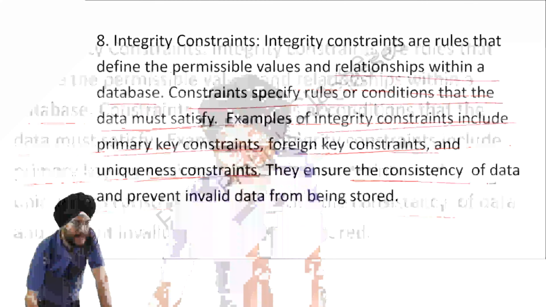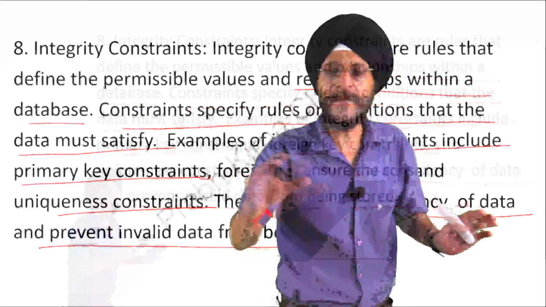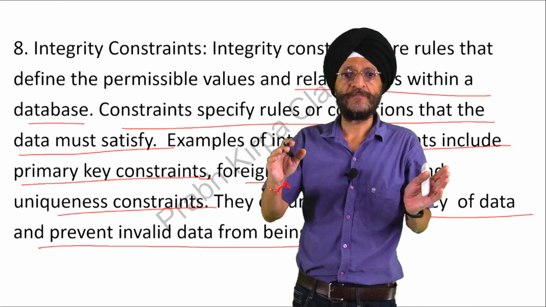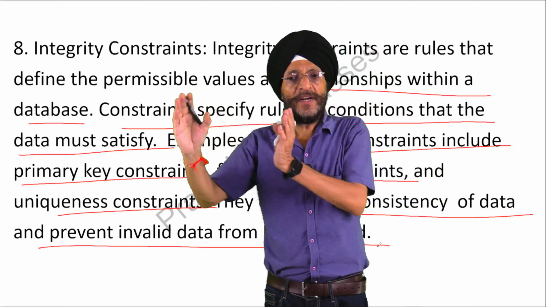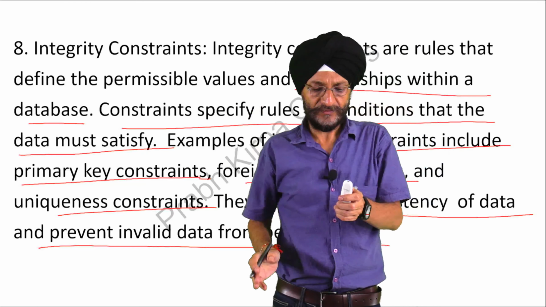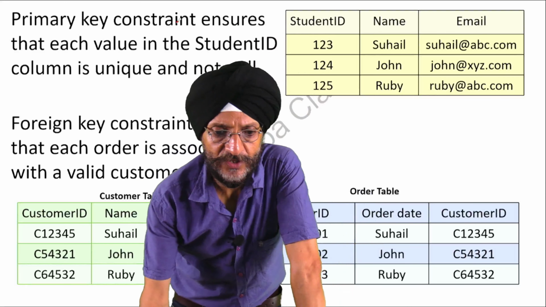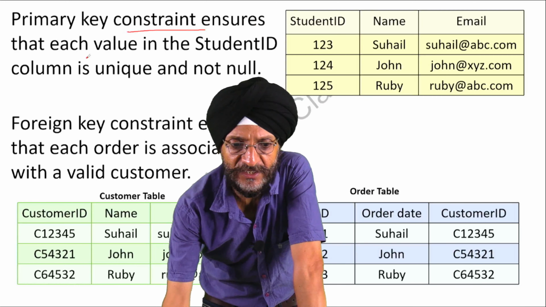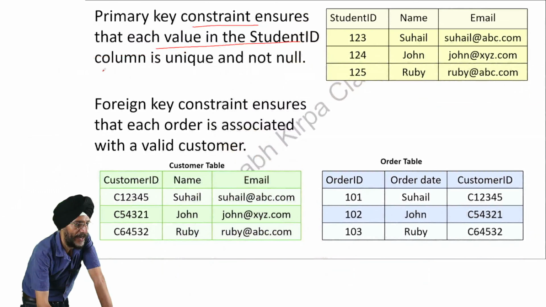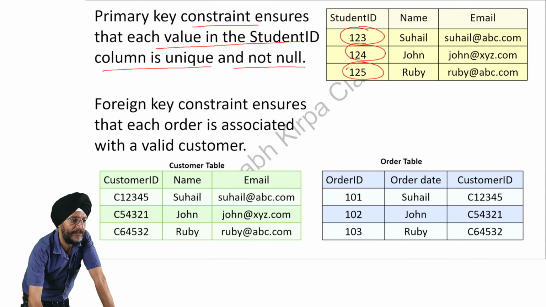They ensure the consistency of data and prevent invalid data from being stored. That is, these types of integrity constraints ensure that proper data is saved and invalid data is not stored in the system. Primary key constraint ensures that each value in the student ID column is unique and not null. Here you can see that all the student IDs are unique. No ID is similar to another one.